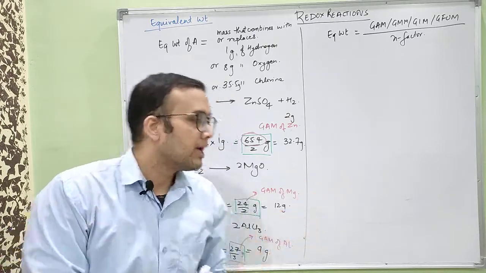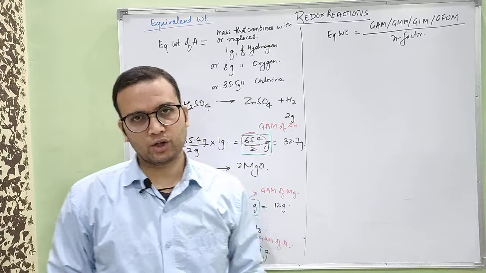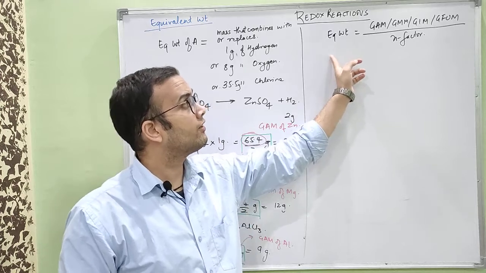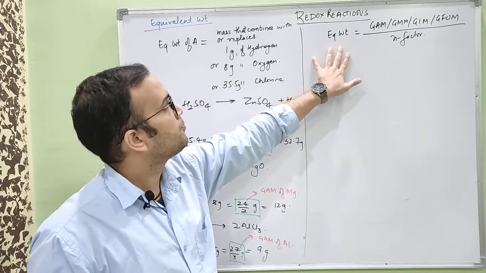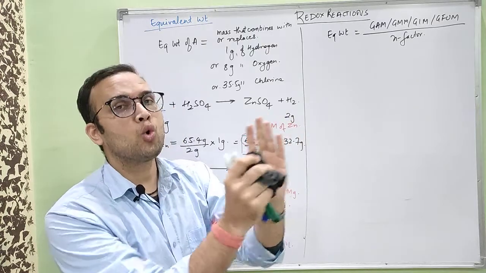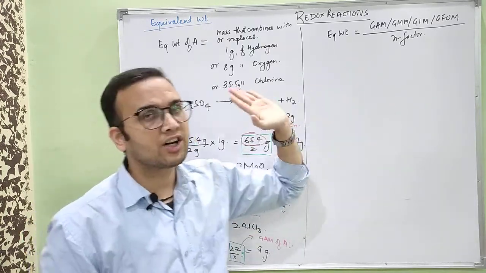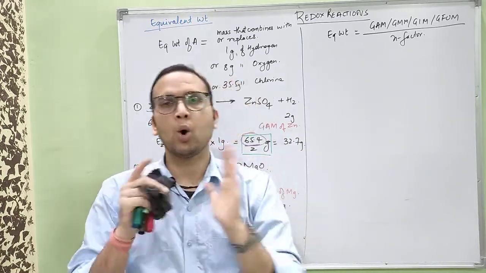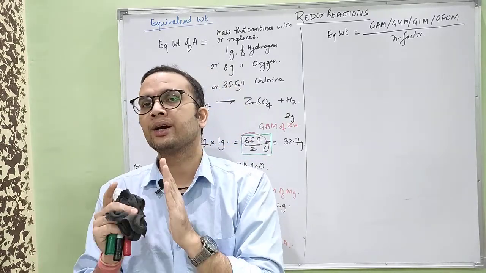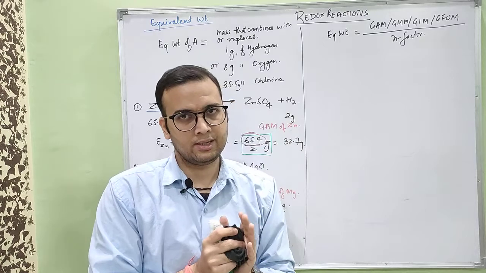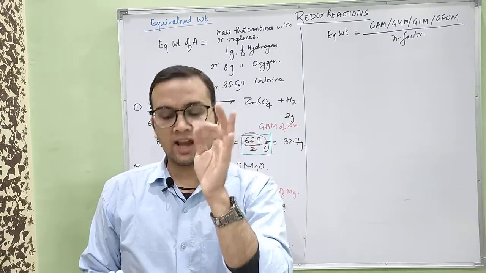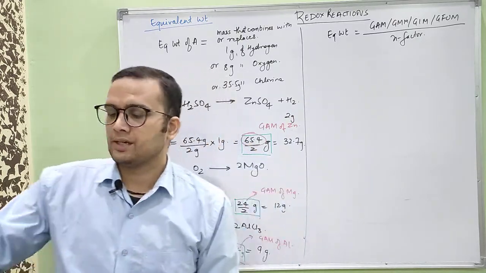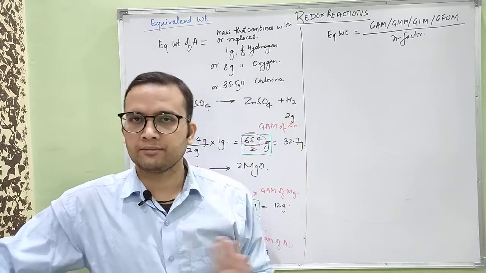That's the first thing. Now, if you want to write an alternate definition of this, what will you write it as? You can write the alternate definition as: equivalent weight is the ratio of gram atomic mass or gram molecular mass or gram ionic mass or gram formula unit mass to its n factor. That is the general definition of this. Okay. That's the whole definition thing here.